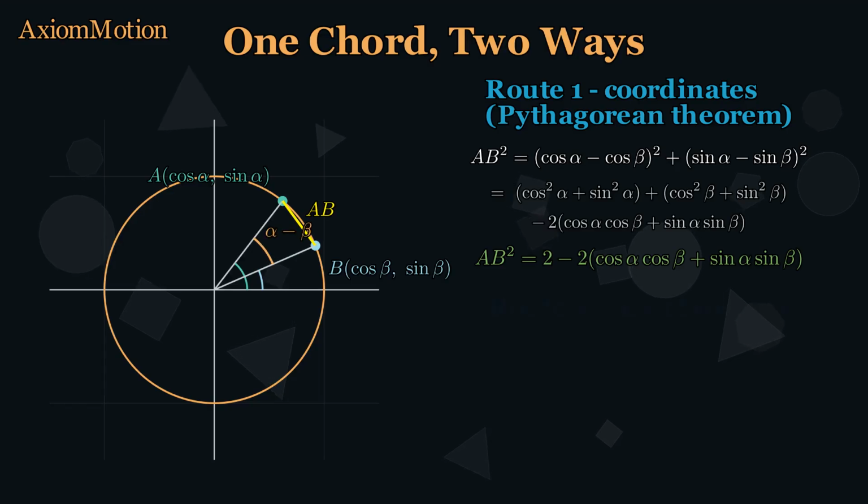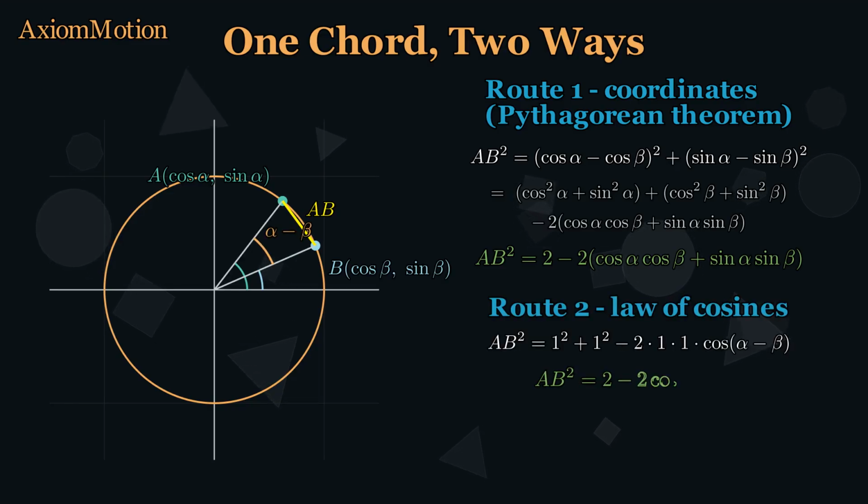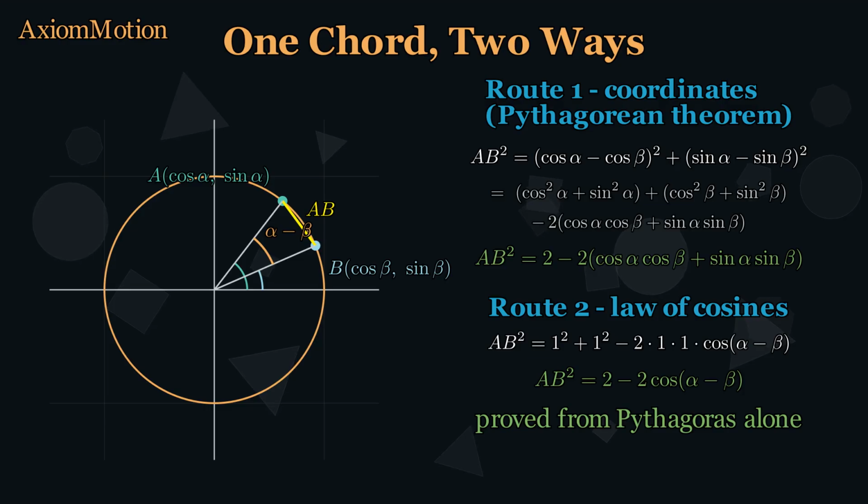Second, with geometry. In triangle OAB, 2 sides are radii of length 1, and the angle between them is alpha minus beta.